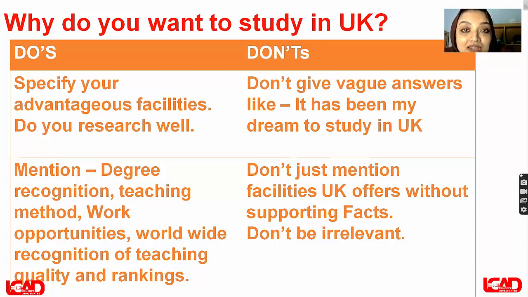So you see, UK provides many welcoming facilities, but not all of them are necessary to be discussed during the interview. Discuss only those facilities that are useful to you. Do your research well, and of course, make sure you reference all your sources, all your resources from where you collected your information. Also, when you're answering the question why you have chosen to study in UK, focus on some criteria, some areas, such as the degree recognition of UK, and how that has inspired or motivated you to choose UK over other countries. Teaching method, work opportunities, worldwide recognition of teaching quality and rankings, and other facilities that we'll look into further along, but make sure you focus on these areas.